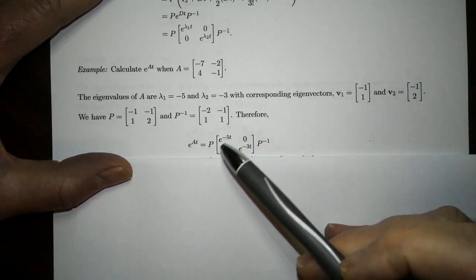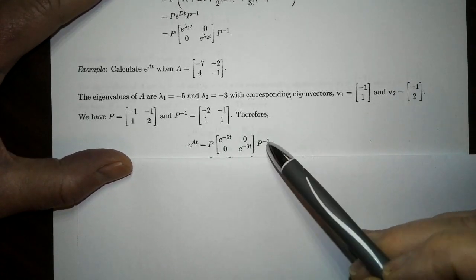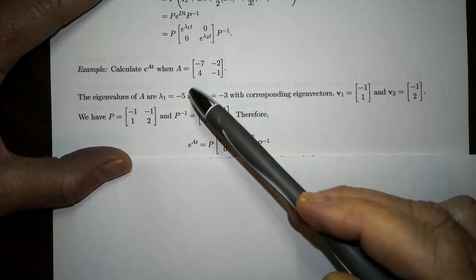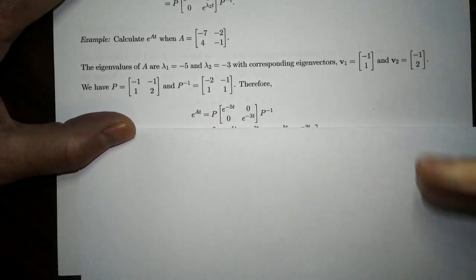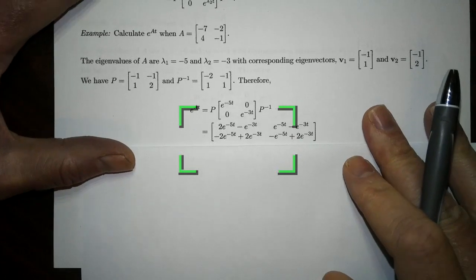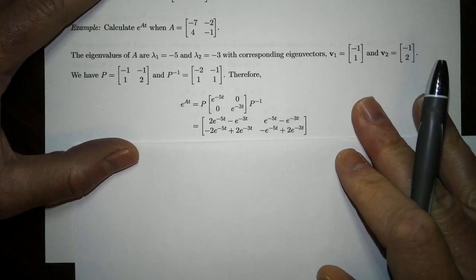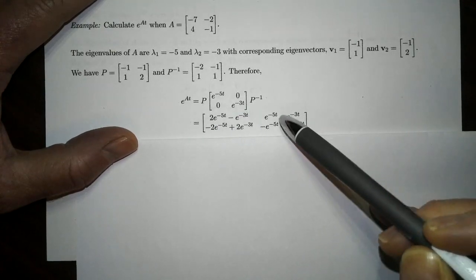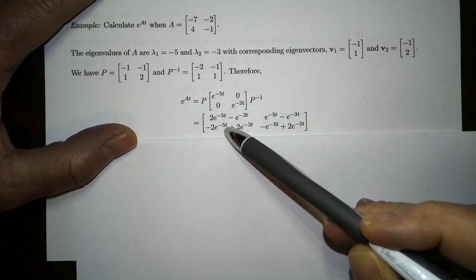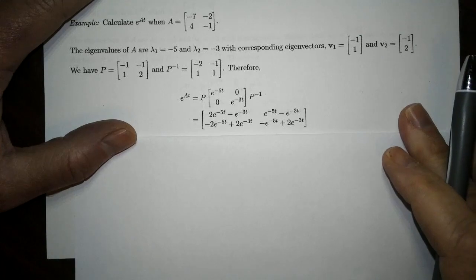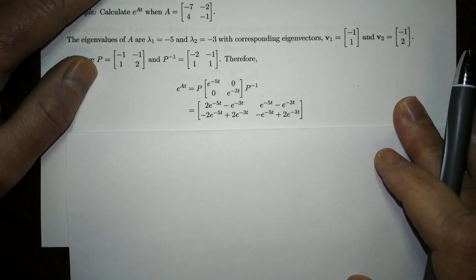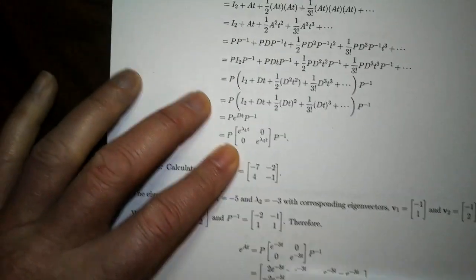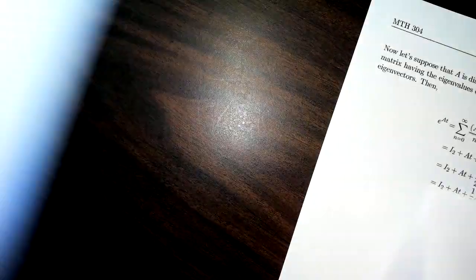So for e to the At, I write down P, I write down P inverse, e to the negative 5t, e to the negative 3t, and if you expand and simplify as much as possible, you get the following. So the top left entry would be that, the top right entry would be that, and so on and so forth. So that's the matrix exponential. It's really pretty easy when you think about it. So how can we use this to solve a system?